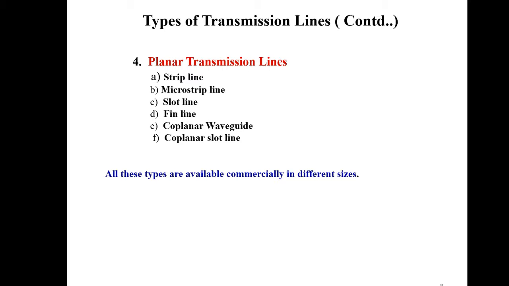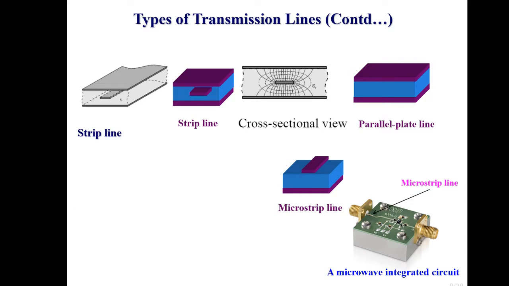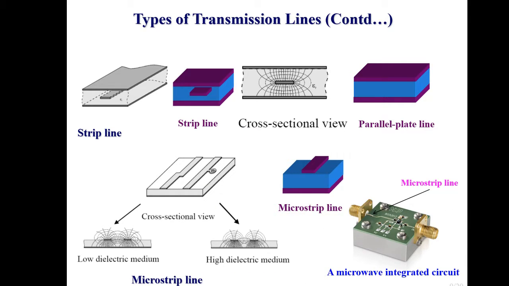Now, we will discuss the planar transmission lines. The strip line, microstrip line, slot line, fin line, coplanar waveguide, and coplanar slot line all belong to this group. All these types are available commercially in different sizes. This slide shows the different kinds of planar transmission lines. The geometrical structures of different types of planar transmission lines are shown in this figure. Some cross-sectional views are also shown here.